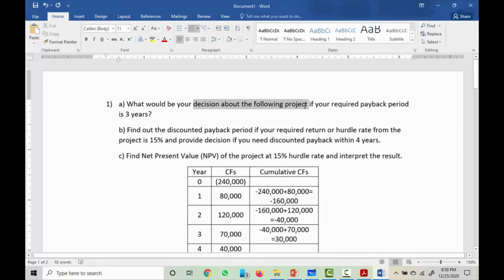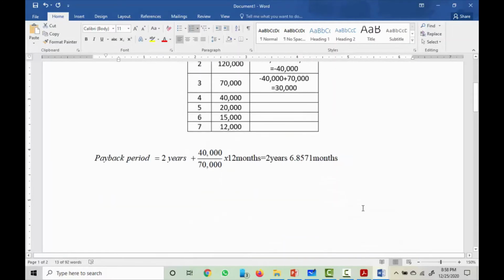The question asks us to find out what our decision about the project would be if the required payback period is 3 years. So that means the required payback period is 3 years. As we can see, the project is generating... So the decision. Now let us write the decision.